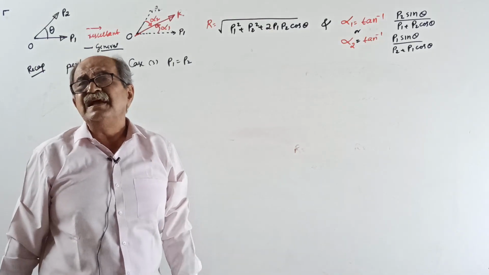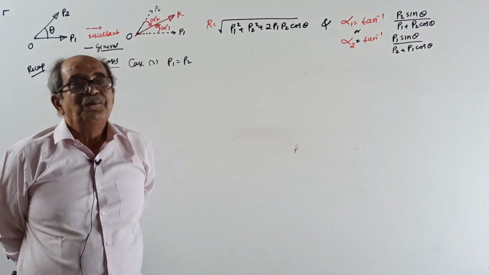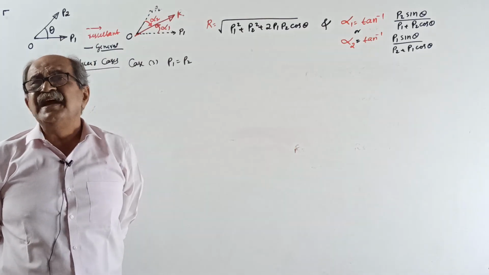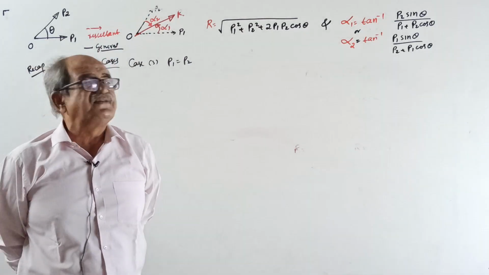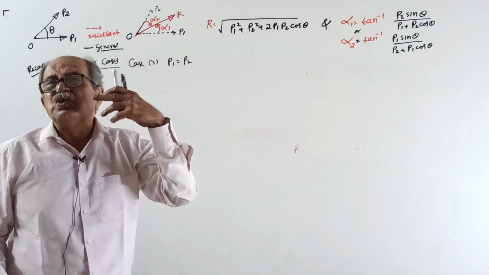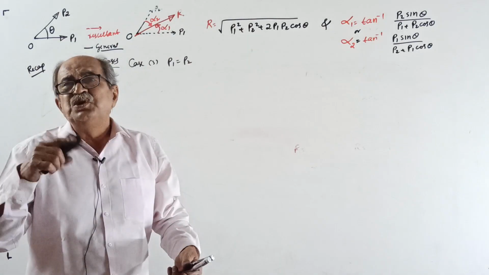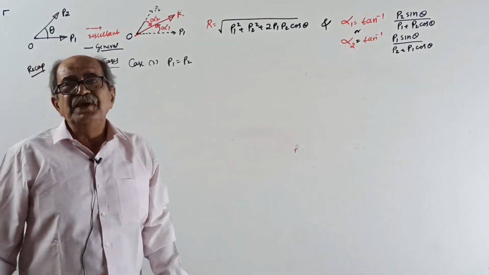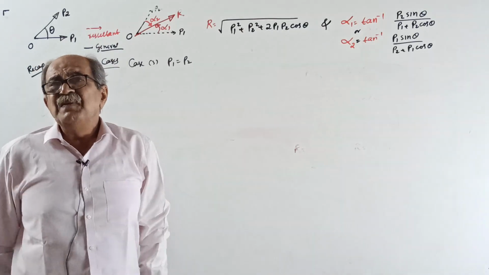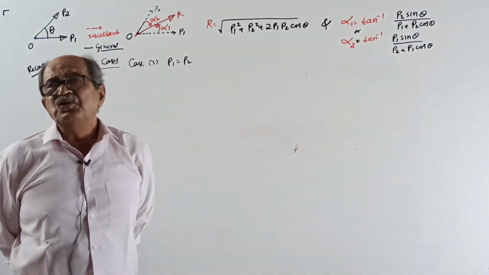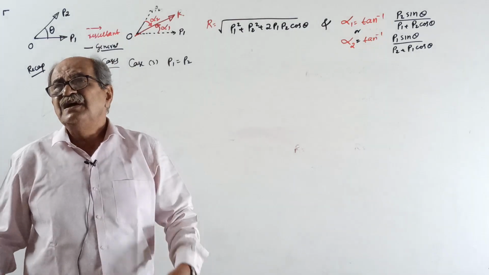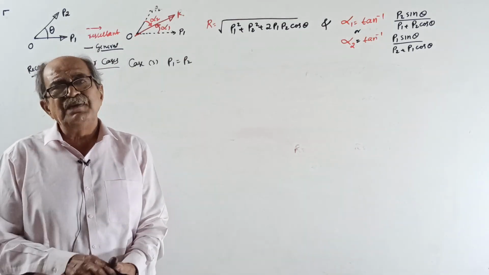Long back I was telling P and Q are the forces, and R the resultant. Now I am changing it. I want 1 and 2 as suffixes. So by chance, by mistake, if I might have said somewhere P plus Q whole square, or P square plus Q square, you correct it as P1 square plus P2 square. If I use P and Q by habit, you change it to P1, P2. That much you can do.